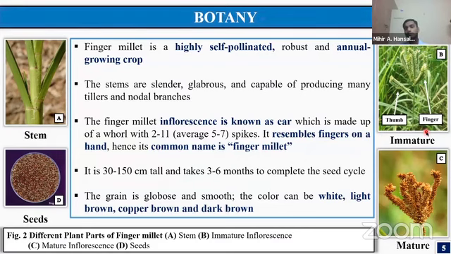As you can see in figure 2b, the inflorescence of the finger millet, where the lowermost spike of the inflorescence is known as thumb and other spikes known as fingers. This is the picture of the immature inflorescence, and figure 2c indicates the mature inflorescence, and it is 30 to 150 centimeter tall and takes 3 to 6 months to complete the seed cycle. The grain is globose and smooth, and the color can be white, light brown, copper brown, and dark brown. In figure 2d, you can see the seeds of the finger millet.